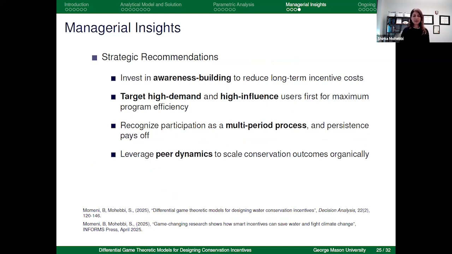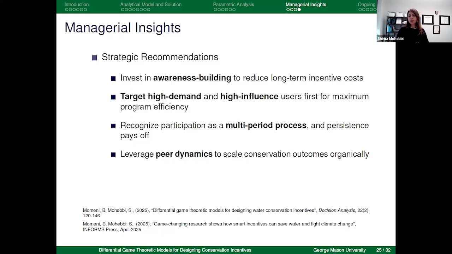And to summarize everything, in terms of strategic recommendations for NGOs, we recommend that they invest in awareness building to reduce long-term incentive costs, target high demand and high influence users first for maximum program efficiency, and recognize participation as a multi-period process, and eventually persistence pays off. And leverage peer dynamics to scale conservation outcomes organically.